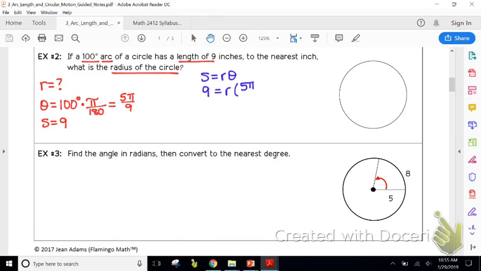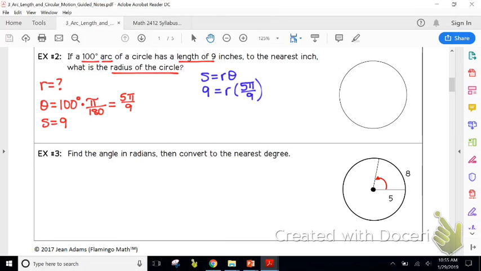Yes. How am I going to solve for R? Move the 5 pi over 9, dividing it. Okay, I can. That gets a little messy because it's a fraction within a fraction, right? Why did you put it in degrees then? Because when you're doing arc length, the formula says it has to be in radians.